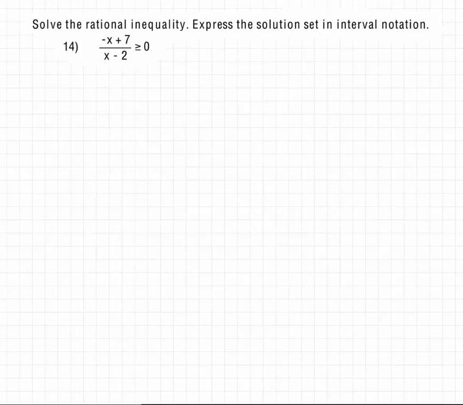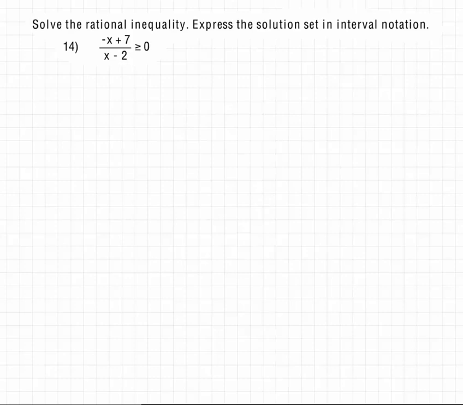Alright, so we're looking at question 14 on the MAC 1140 Pre-Calculus Final Exam Review. It's asking us to solve the rational inequality and express the solutions in interval notation. So looking at a rational inequality, we have negative x plus 7 divided by x minus 2 is greater than or equal to 0.